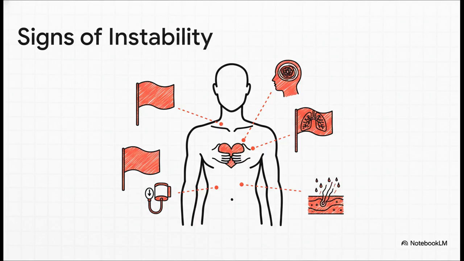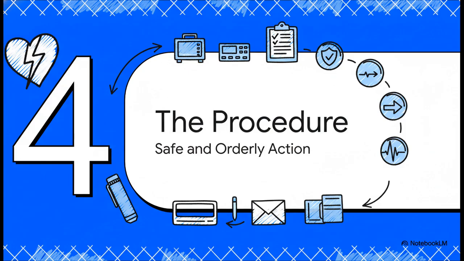The heart is beating so fast it can't fill up with blood, so it's not pumping enough out to the brain, the lungs, or anywhere else. That's the emergency. Okay, the decision's been made. We're going to cardiovert. Now, how do we actually do it safely?